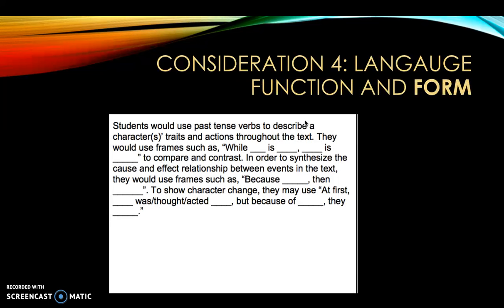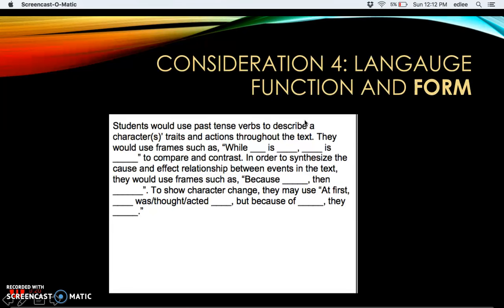After figuring out the language function, you'll want to take a look at specific language forms students need. In this case, it might be pulling out that predictable language of the function. Words like while, at first, but, and because signal those functions of compare and contrast as well as cause and effect. Language forms can take the form of sentence frames. They may also include key vocabulary students will need to be successful with the standard.